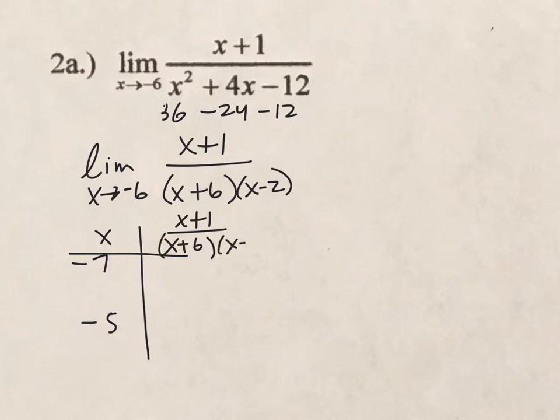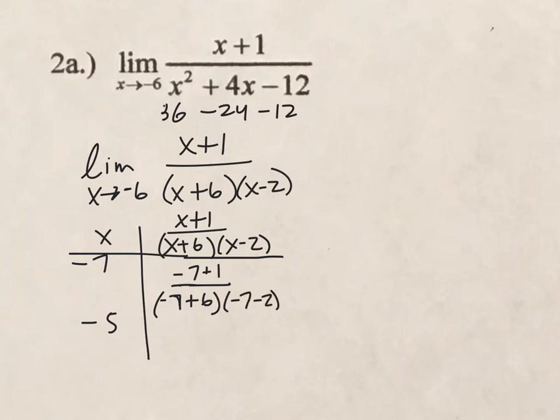times x minus 2. Now, I'm not really interested in what these actual function values are. What we're interested in is what the sign is. So we may not find the exact value, but let's see what would happen when x is equal to negative 7. So we'd have negative 7 plus 1 on top, and then on the bottom we'd have negative 7 plus 6 times negative 7 minus 2.